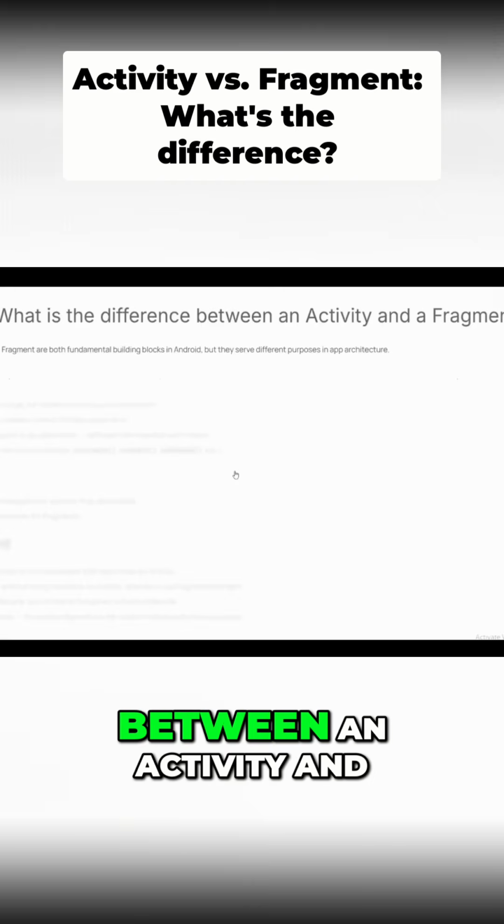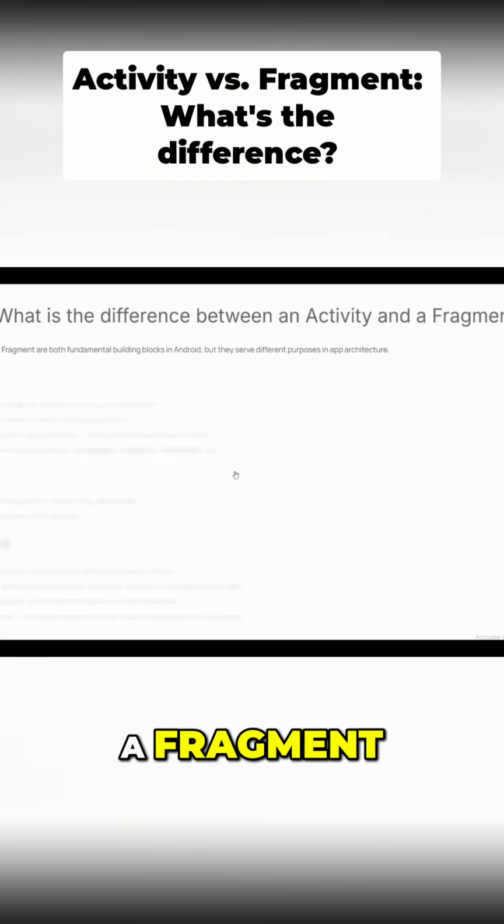What is the difference between an activity and a fragment? An activity and a fragment are both fundamental building blocks in Android, but they serve different purposes in app architecture. An activity represents a single, full-screen UI that users interact with, and manages the window in which the app draws its UI. It's the entry point to an application, defined in the manifest with an intent.